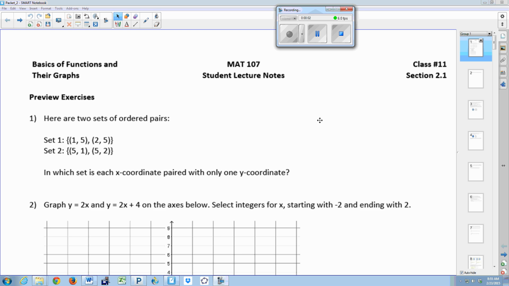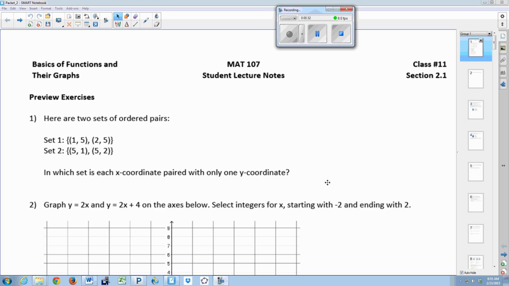Exercises are to sort of warm you up to some of the ideas that we're going to be discussing today. This first set of ordered pairs, both sets are pretty small. They only have 2 ordered pairs in them. But this idea of for each x value, there is one and only one y value is going to be a very important idea that we talk about today.